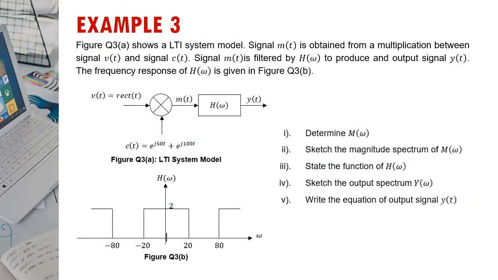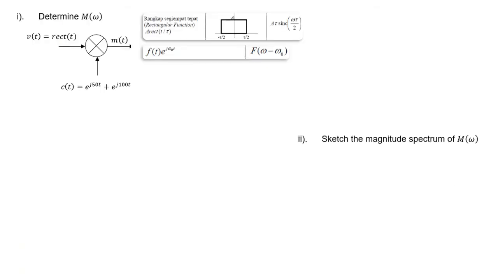Okay, let's continue with question 3. Given a linear time-invariant system, we have the input v(t) multiplied with a carrier signal c(t) to produce the output m(t), and m(t) is sent into a filter given by the transfer function H(omega), and you get the final output y(t). So first you need to determine M(omega) and the rest of the question.